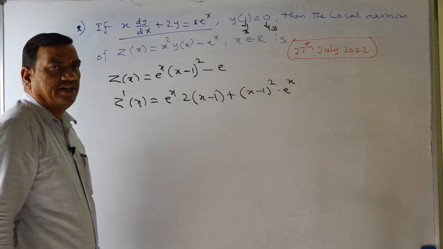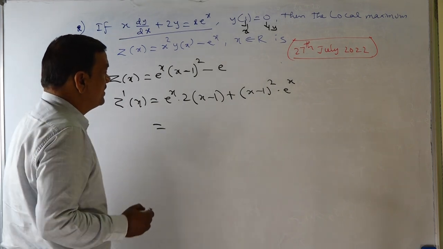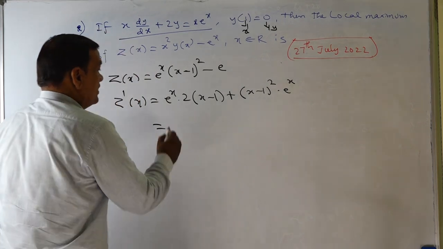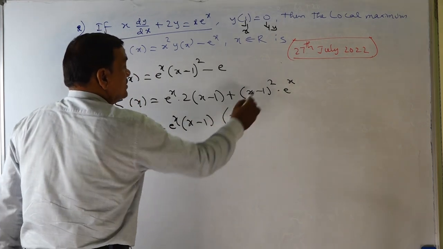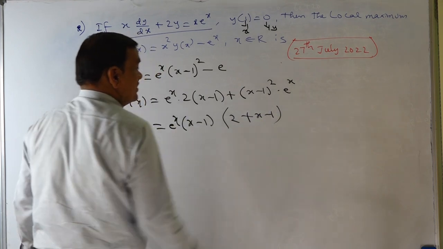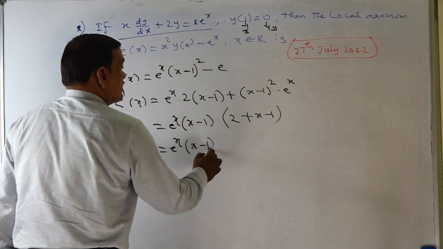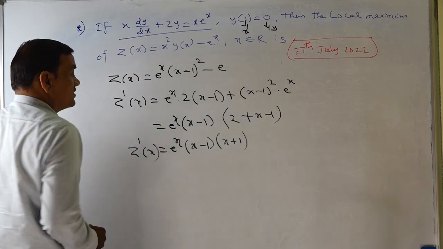For minus c, the derivative is 0. Right. From this, what can you take? You can take the common e power x, and you can take x minus 1 also. That is equal to e power x into x minus 1. Here 2 is there, here 1 x minus 1 is there. So, this is equal to e power x into x minus 1 into x plus 1. This is your z dash of x.